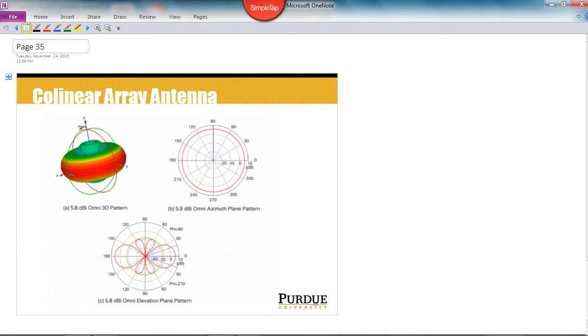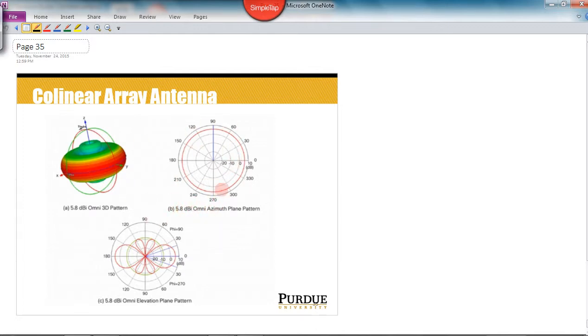The antenna shown here in this figure for omni was formed from an array of 3 dipoles, all oriented along the z-axis. And what I want you to notice in this picture is how it still looks like a bagel, but now it's a little flatter. But there's another consequence. There's a little bowl stuck in the top and the bottom here and here that wasn't present in the dipole. So the bagel forms the omnidirectional azimuth plane, which I'm showing here in figure B.